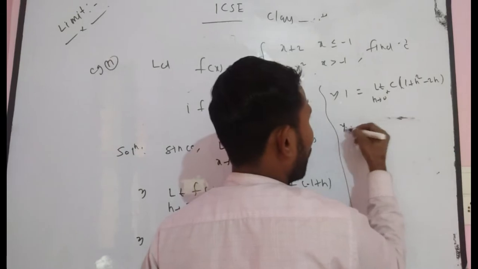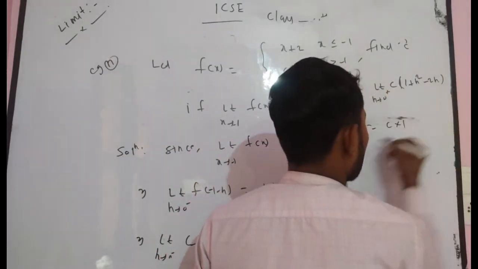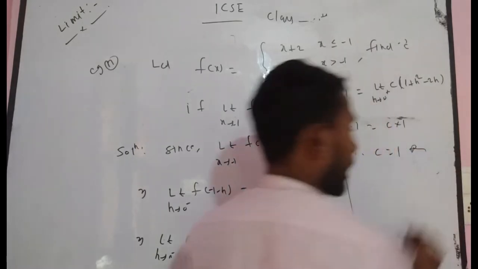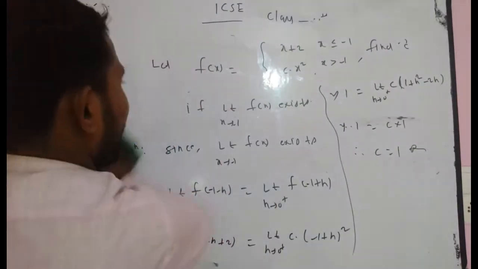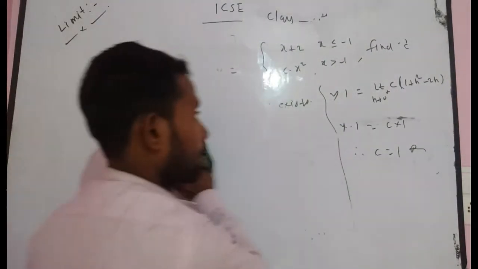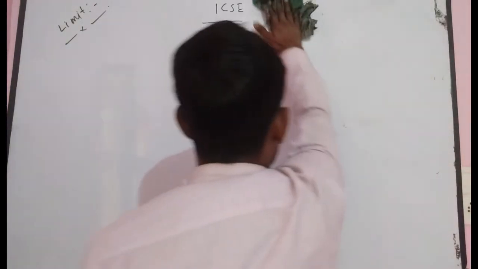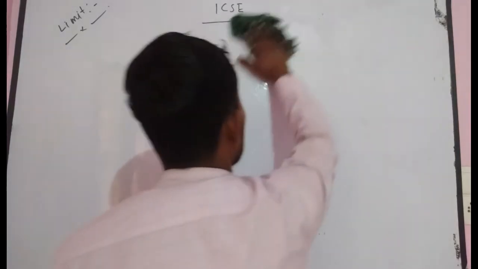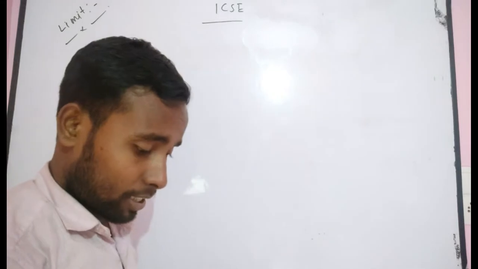Because if you put h equal to 0, it will be c into 1, so c equal to 1. I think you understood. All problems are very easy. You only have to find the left hand limit and right hand limit. If the left hand limit and right hand limit are both the same, then you say the limit exists, otherwise it does not exist.